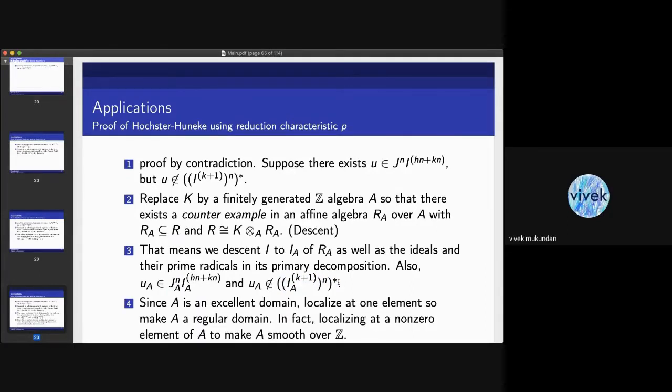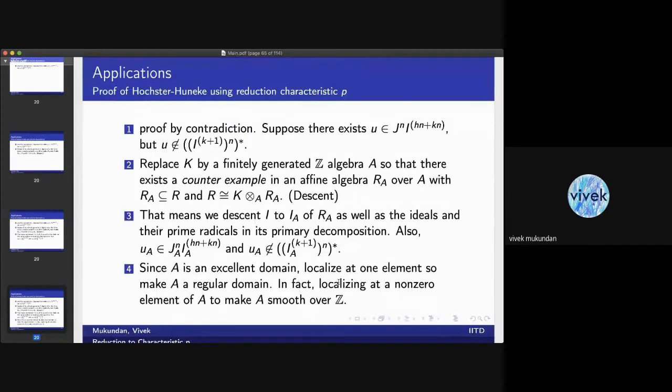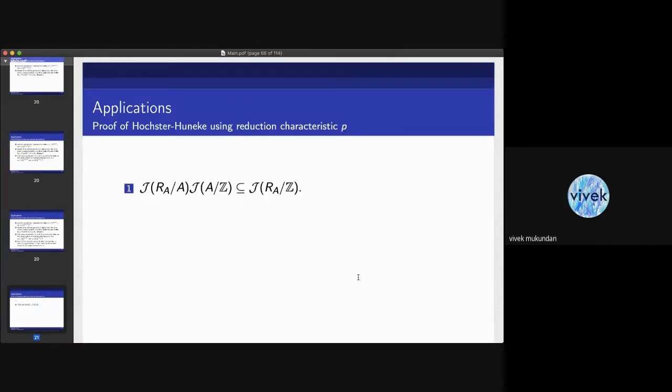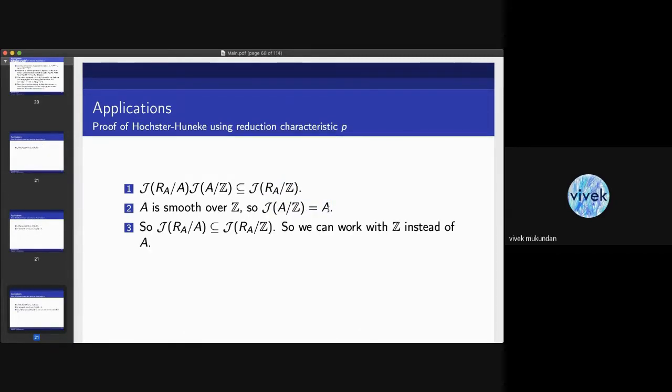Then since A is an excellent domain, localize at one element to make A a regular domain. In fact, localizing at one element, you can make sure that A is actually smooth over Z. And since you have two maps, from Z to A and then A to R_A, the Jacobian of the product is contained inside the Jacobian of R_A over Z. Since A is smooth over Z, the Jacobian of A over Z is basically the same ring A. So the Jacobian of R_A over A is contained inside the Jacobian of R_A over Z. So instead of working with A, we can just work with Z instead.